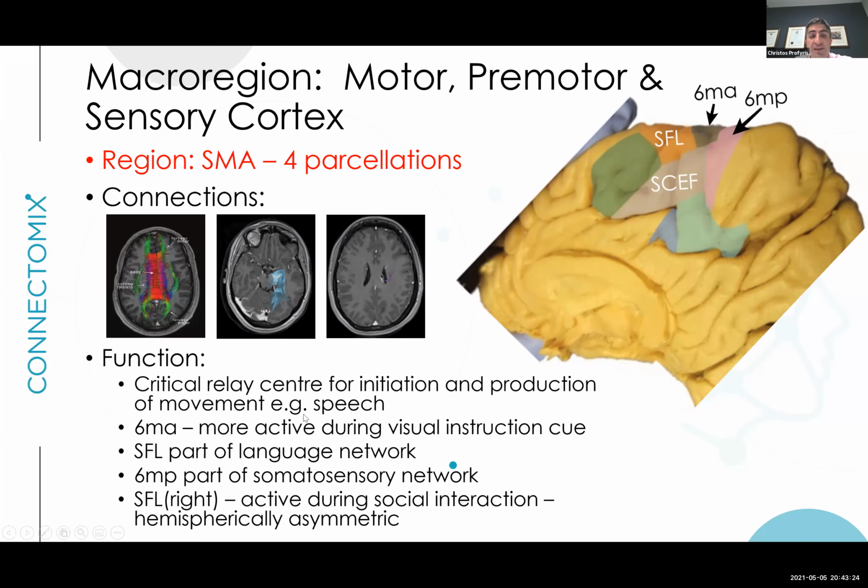But interestingly, they're involved in other aspects. SFL is part of the language network. 6MP is part of the somatosensory network, as we expect. And SFL has shown some activity during social interaction.